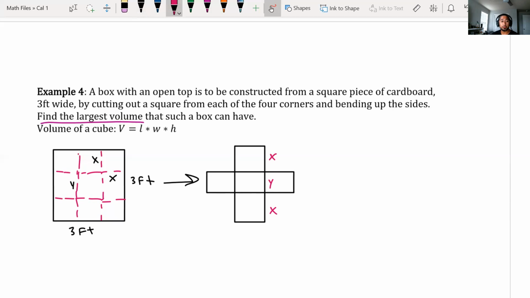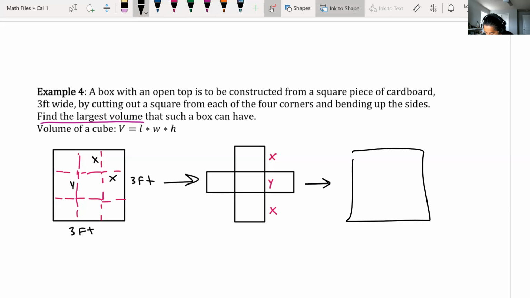Now we're going to fold the box up, and it's going to have an open top. It's not going to do 3D for me, is it? Maybe I could build it off of that though. Let's see. That, that, and then oh yeah.